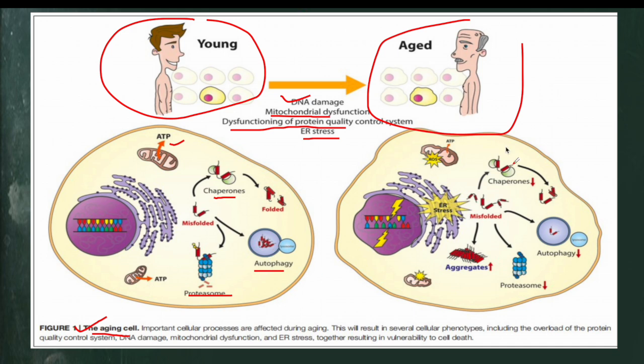Now in case of an aged individual, what happens? There is endoplasmic reticulum stress. Now what happens? There is decreased formation of ATP, mitochondria get destroyed, misfolded protein aggregates increase, proteasome formation decreases, autophagy decreases, and the amount of chaperone proteins also decreases.